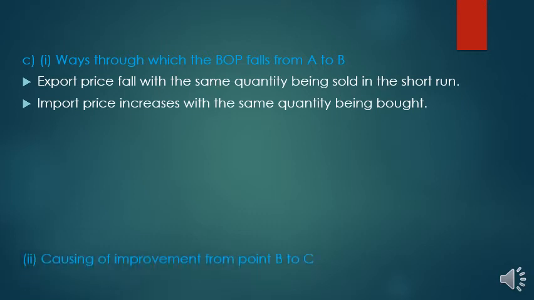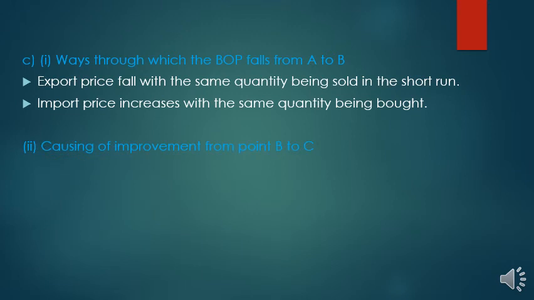Then the Roman 2 says causes of improvement from point B to C. So we want to talk about the factors that can cause that improvement. Now we've seen that after devaluation, the balance of payment starts by falling. Yes, we've seen the reason why it falls. Why should it increase, or how come it increased back? What causes it to increase?